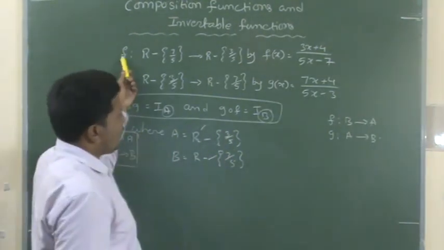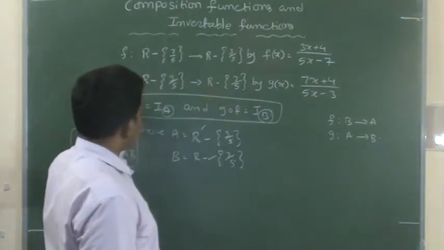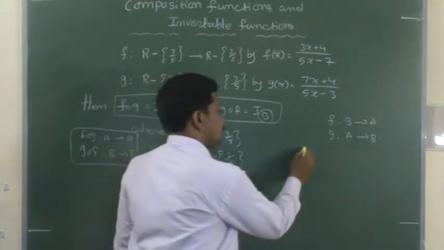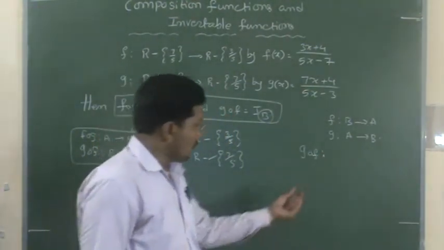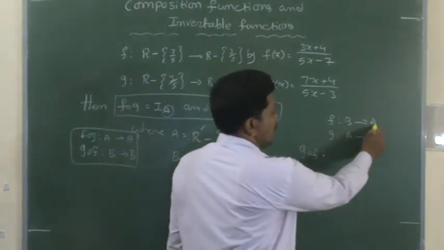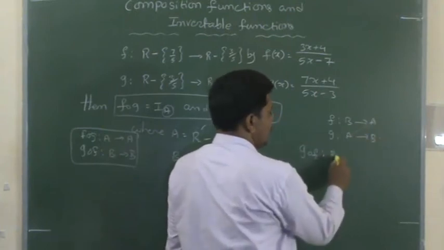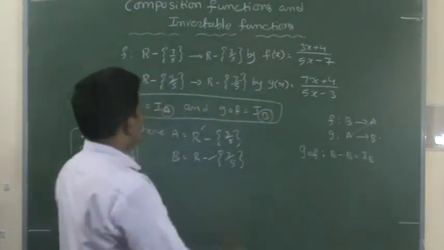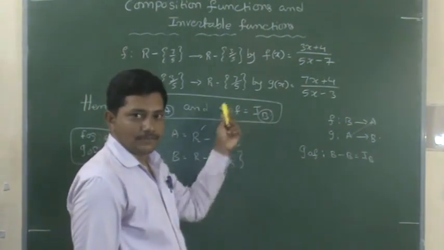Okay. From here, f is mapping from 7 to 3, right? And B to A, right? Next, g is a mapping from A to B. Now, I want g circle f. What is the definition of composition? Here, I consider first f. Take f, f is B to A. After that, g, A to B. These two are cancelled. I will get B to B. So see in your problem, g circle f is given as IB. Do you understand this one?